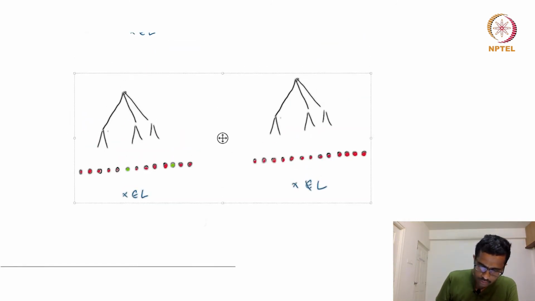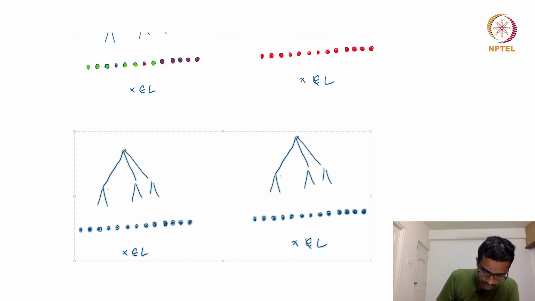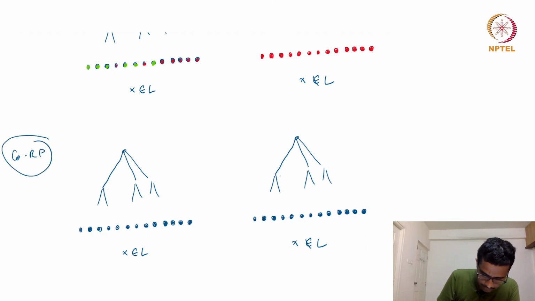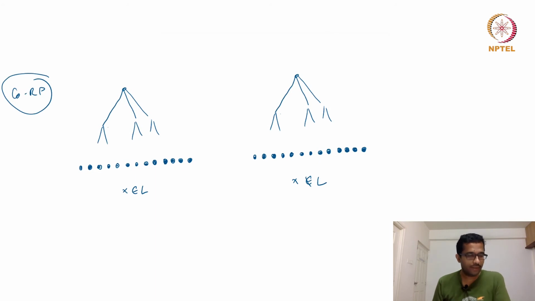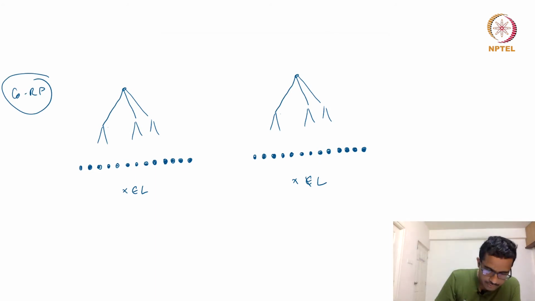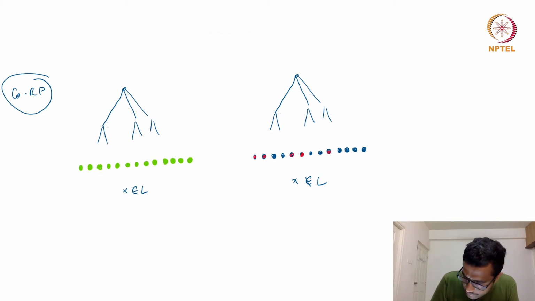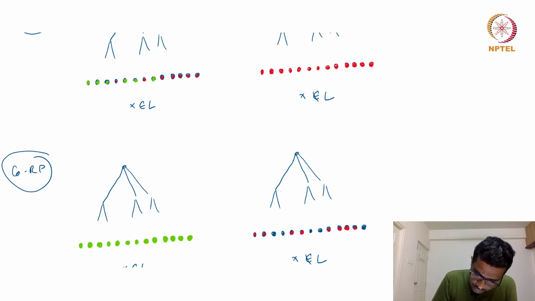Let's move to co-RP now. Again, co-RP is a bit different. When X is in the language, everything should be accepted. That's what co-RP says, so all of them should be green. When X is not in the language, at least half should reject, or at most half should be green. So there should be at least half reds, or at most half greens. Maybe 7 of them could be red.